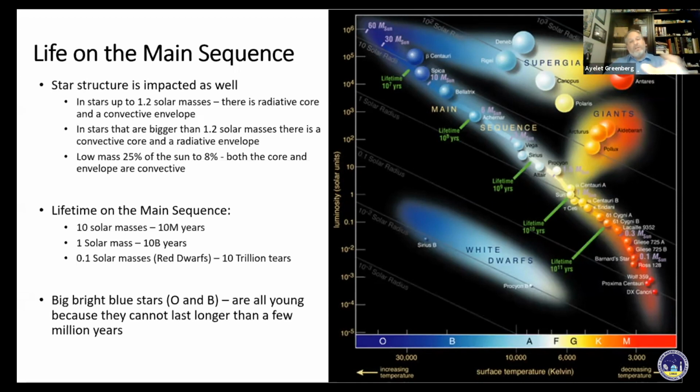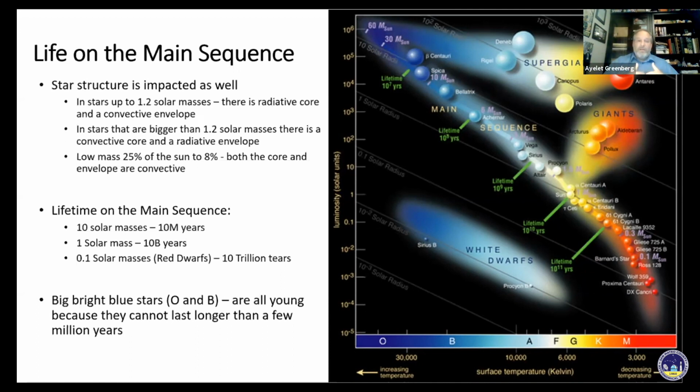When you go to stars that are really, really small, let's say 10% or 25% of the size of our sun, you find that both the core and the envelope are convective. So these things have a lot of implications on the structure of the star. Finishing off on how long stars can live on the main sequence, as I said, a 10 solar mass star like Spica will spend about 10 million years here.